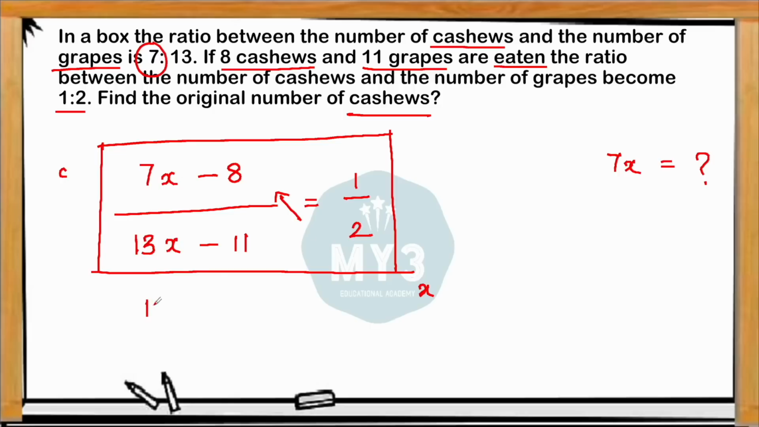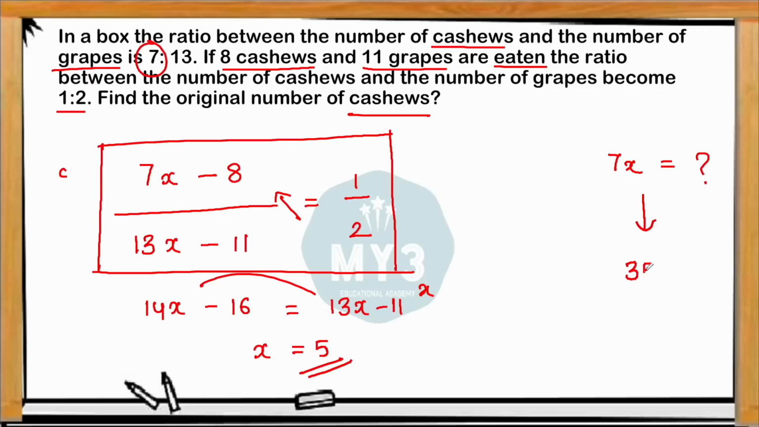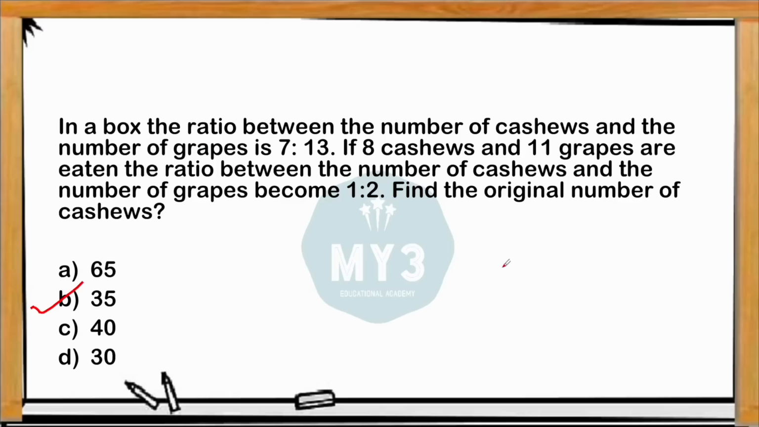So 2 into 7 is 14, 14x, and 8 into 2 is 16, must be equal to 13x minus 11. From this data, we can say x value is equal to 5 here. Because we know x value is 5, 7x value is required. 7 into 5 is 35. You can mark the answer. Number of cashews is going to be 35. This is how you can solve.